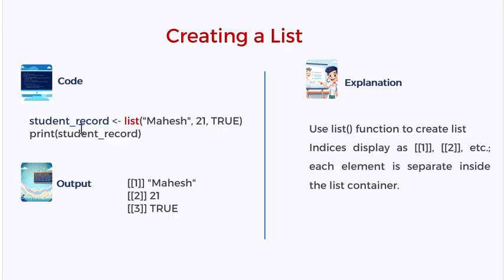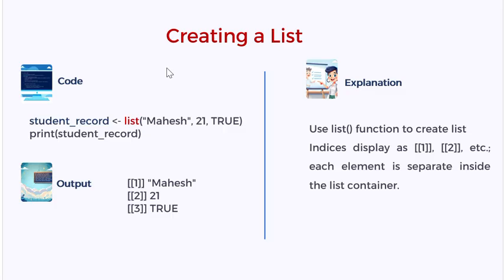We have to mention the variable name followed by the equal to sign. In R, we have another form of assignment operator, the less than symbol followed by a hyphen. This is also similar, an alternative to the equal to symbol that we usually use for assignment in other programming languages. So we use that, followed by the built-in function called list.